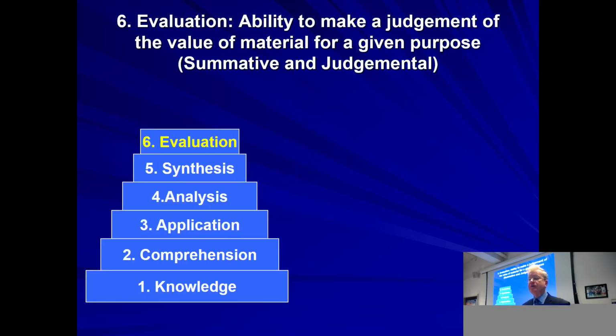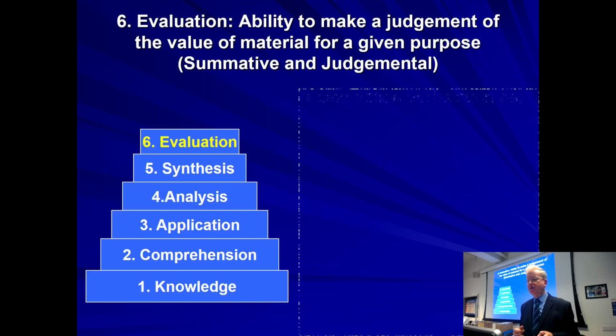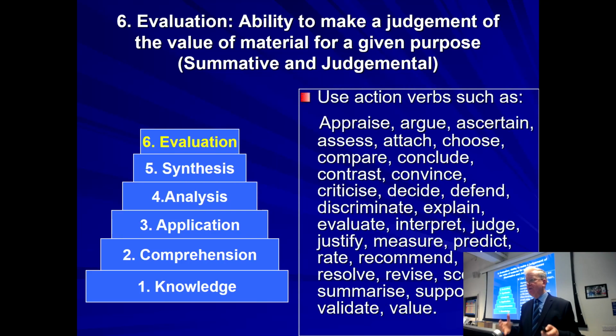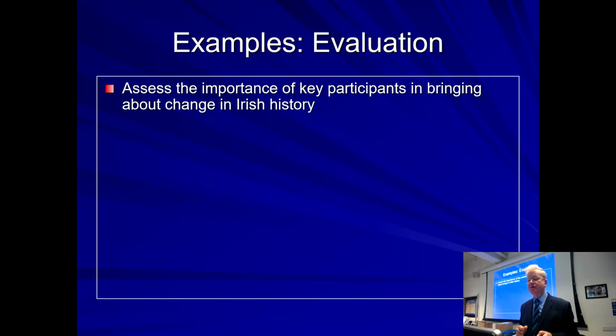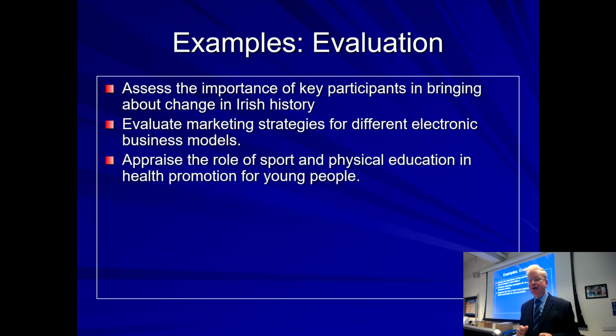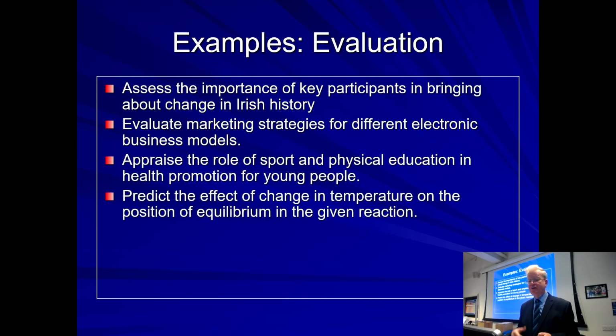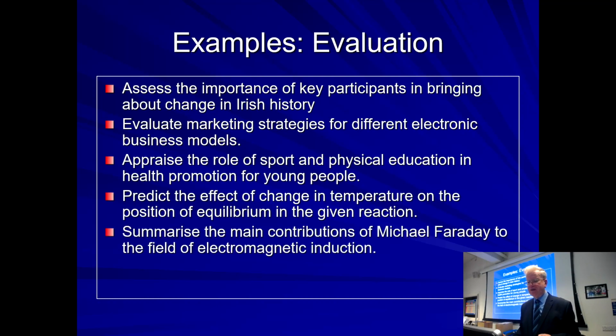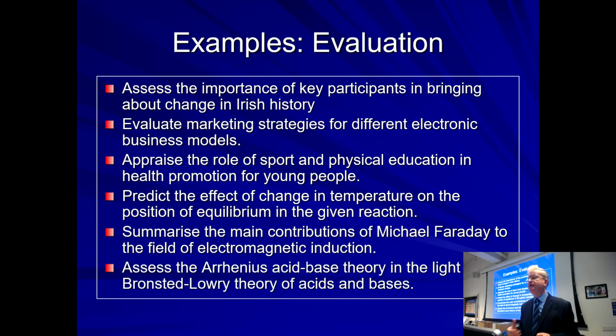And finally, then we come to the very top of Bloom's taxonomy in the cognitive domain, the idea of evaluation, the ability to make a judgment of the value of the material. And again, Bloom left us with a list of action verbs from which we can choose when writing a learning outcome, and examples of learning outcomes in the area of evaluation: assess, use the word evaluation itself, appraise, predict, summarize, and assess.